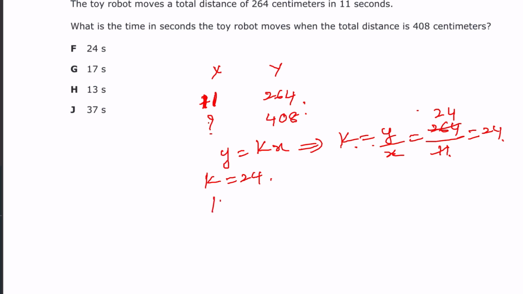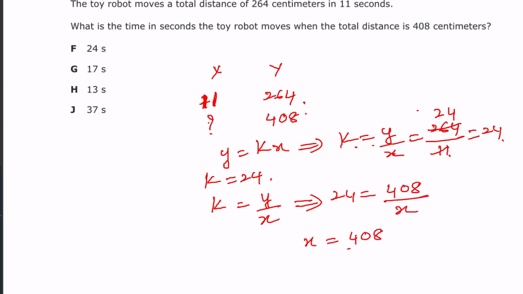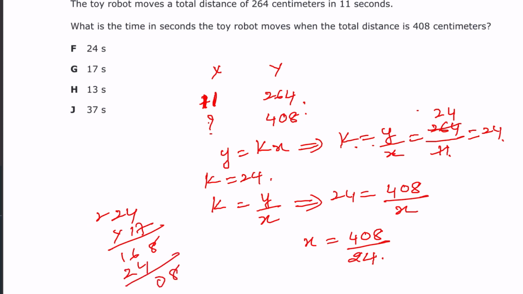So k is equal to y by x means 24 is equal to 408 by x, or x is equal to 408 by 24. So now which choice do we get for this? We have to see. 24 into 17 we'll see. 7 4s are 28, 7 2s are 14, 15, 16, so 8, 10, yeah. So it is 17 seconds. This is the answer for your last problem.